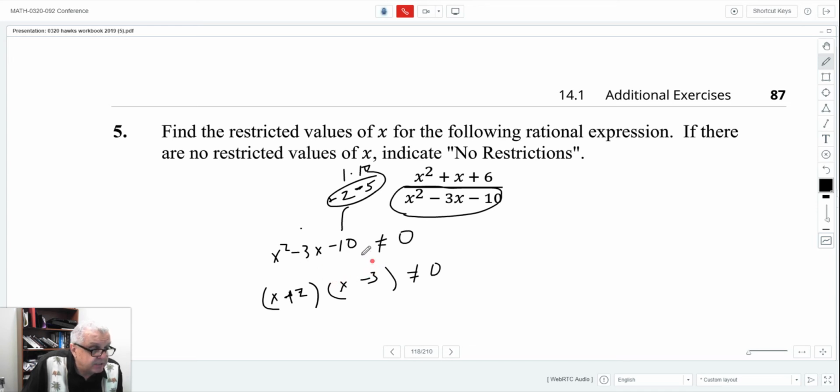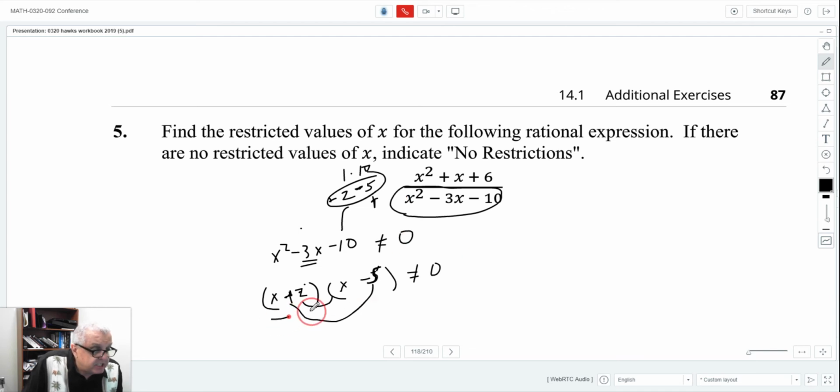Wait, that's not a 3. That's a 5. Thank you. I can't read my own writing. That's a 5. A plus 2 and a minus 5. Do you see this equals positive 2x? This equals a negative 5x. When you combine those, you get a negative 3. When you multiply these two, you get a negative 10.